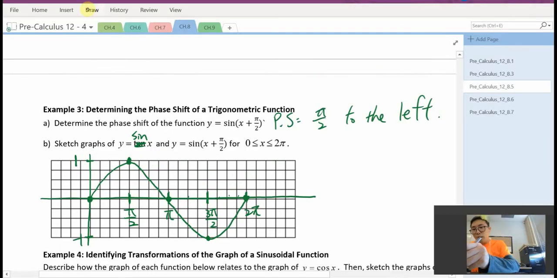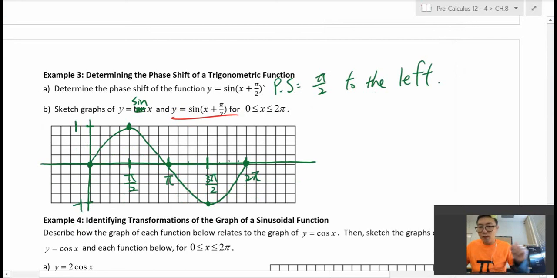Okay, now I will use a different color, let's say red, for this graph right here. So we are moving pi over 2 to the left. That means 1, 2, 3, 4. Here is my negative pi over 2. So that's my new starting point, I would say. I'm going to start right here because I'm moving it to the left by pi over 2.